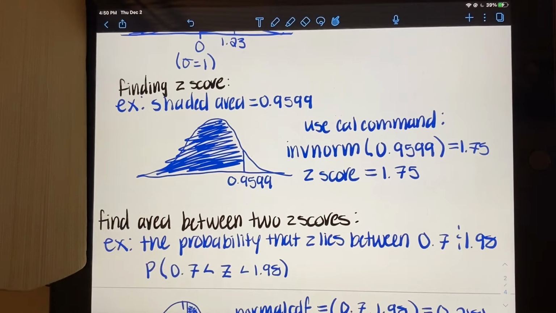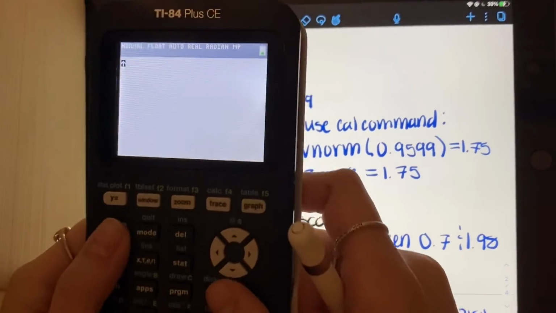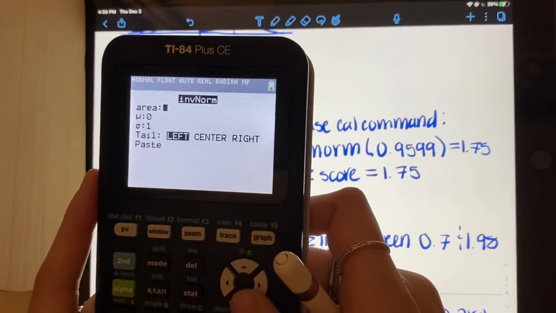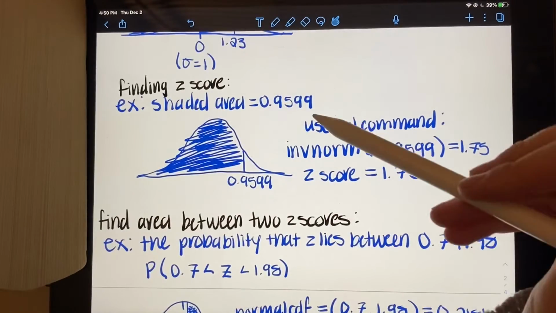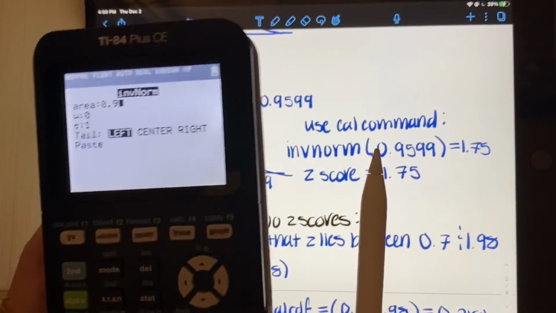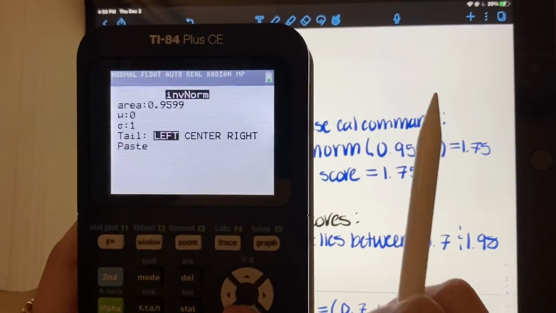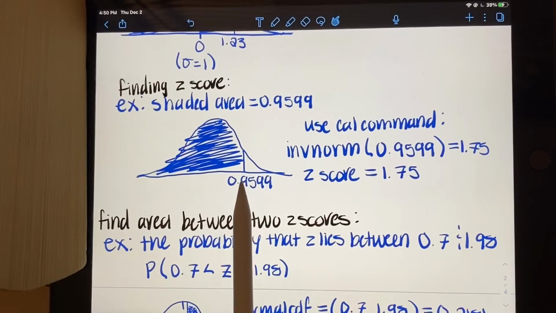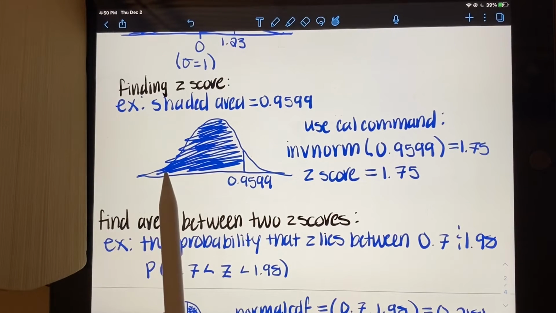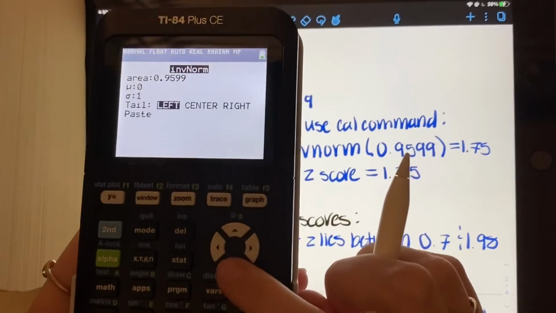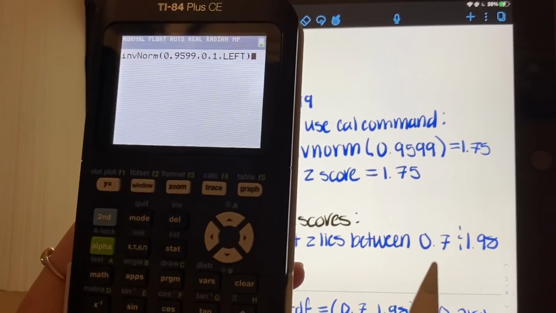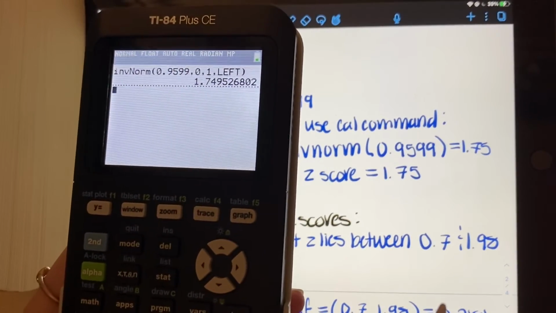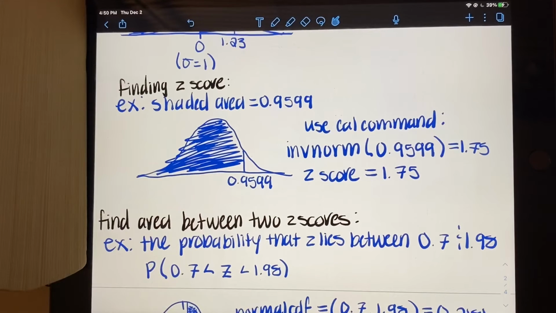For this one, to find the z-score, we're going to once again do second vars, and we're going to scroll down to 3, which is inverse norm, and we're going to enter our area, which is what you're given, 0.9599. Once again, mean is 0, standard deviation is 1. However, now we have tails, so you're probably confused, but if you notice here, everything to the left of what was given to us is what we're trying to find, so that's exactly what it is. So our tail is going to be left. We're going to click paste, and then click enter, and we're going to get 1.749, which we're going to round up to 1.75, and that is our z-score.